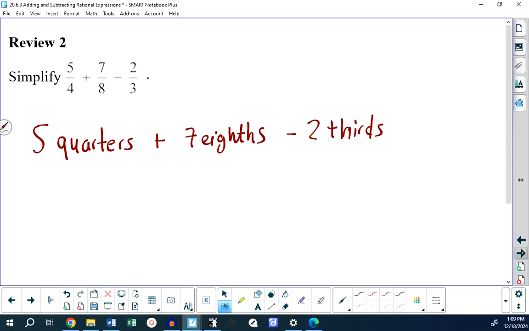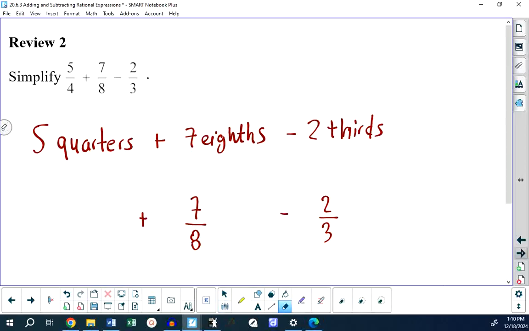So we need to make these into the same things. And this is where the concept of a common denominator comes in. If I can take this 5/4 and this 7/8 and this 2/3 and arrange it so the denominators are all the same, then I will be adding the same types of things and I can put them together. The question becomes, what is the common denominator?